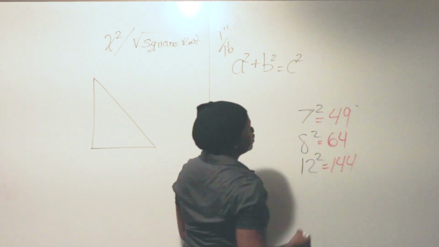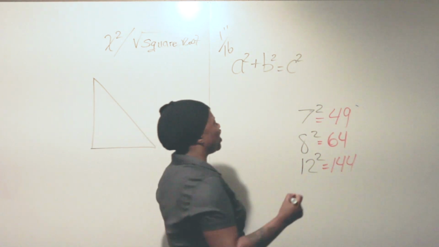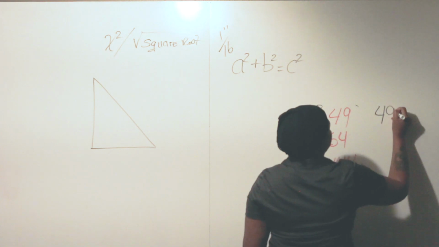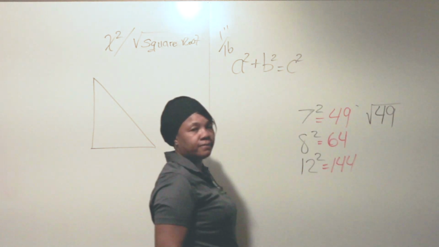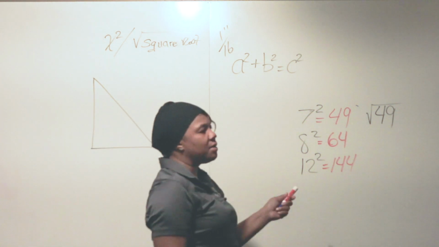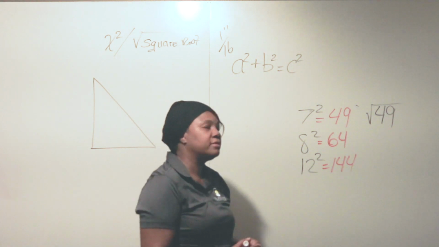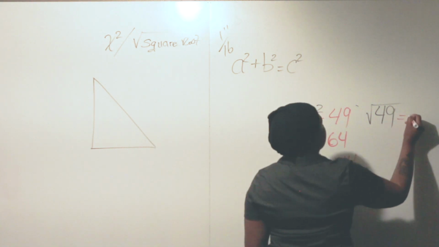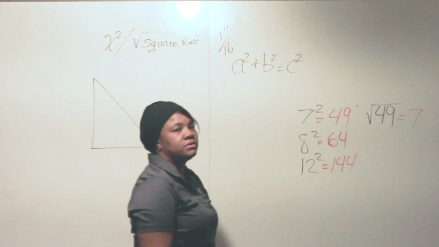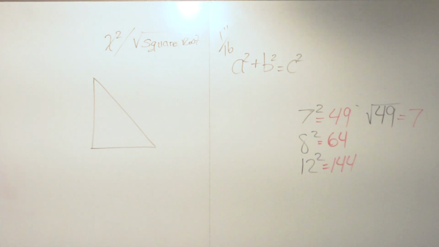Now, if I wanted to square root, let's say we want to square root 49, which is the opposite. Basically, square rooting a number is asking, what number can I multiply by itself to get 49? And that answer is 7. So on your calculators, you need to have that square root button. The square root button looks like a division sign with a check mark on it.